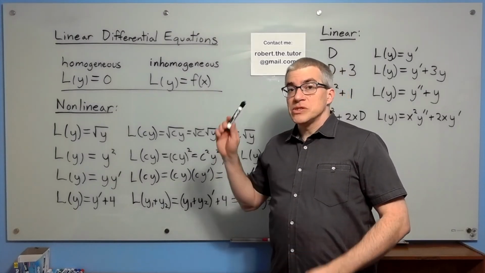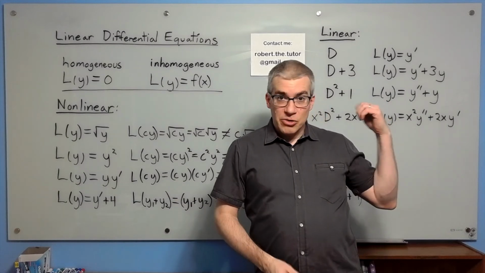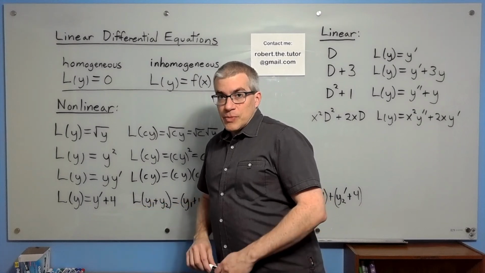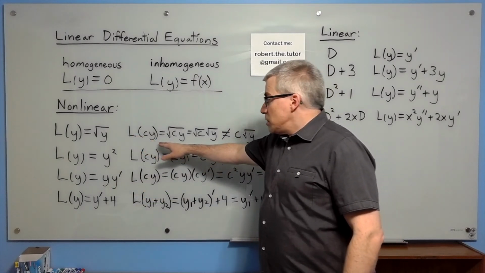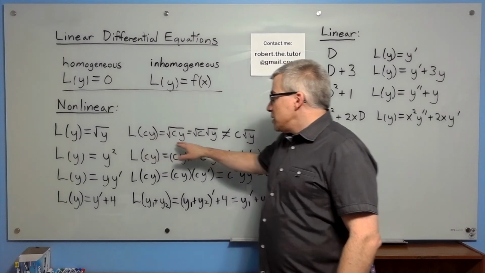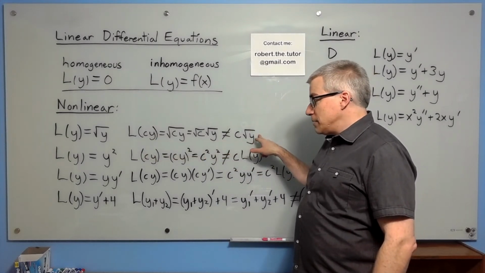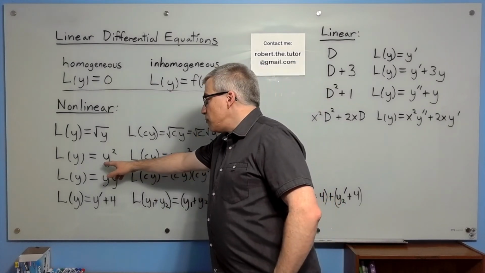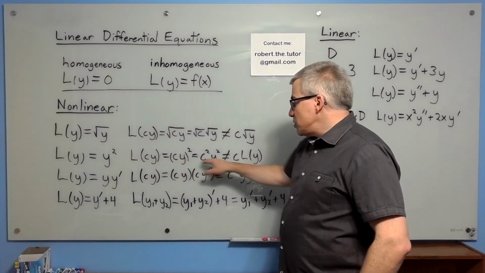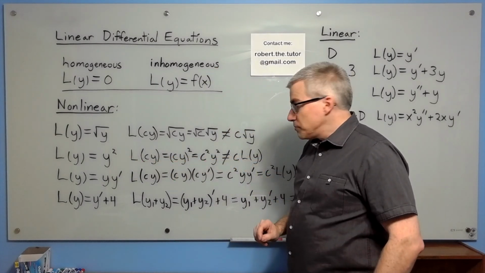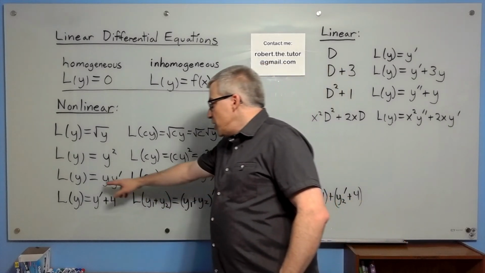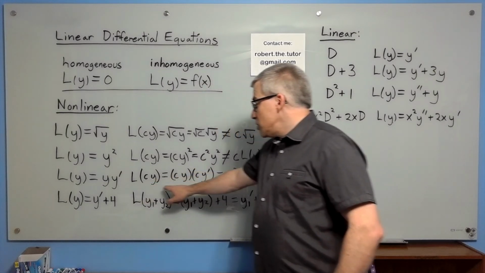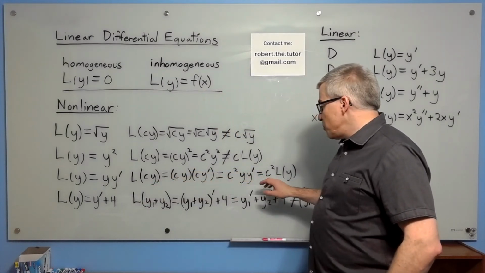Finally, some examples of nonlinear operators and linear operators. Nonlinear operators. The square root of y is not linear because it fails the constant multiple rule. The operator acting on cy is not c times square root y. You get square root c times square root y, which messes it up. Likewise, L of y equals y squared. The constant turns into a c squared instead of a c. Also, if you have y times y prime, neither one of those is squared, but they are multiplied together, so you end up again with a c squared when you were supposed to get a c.